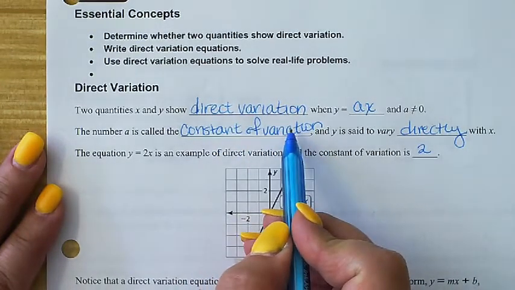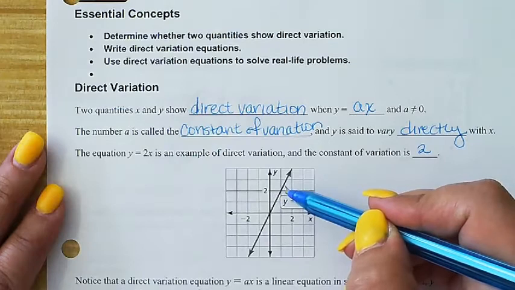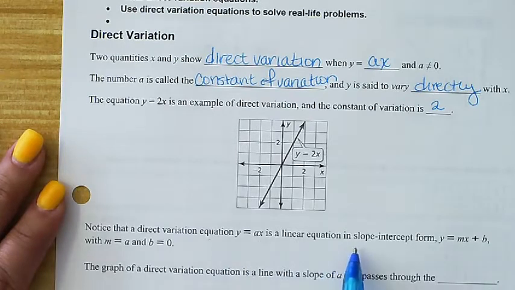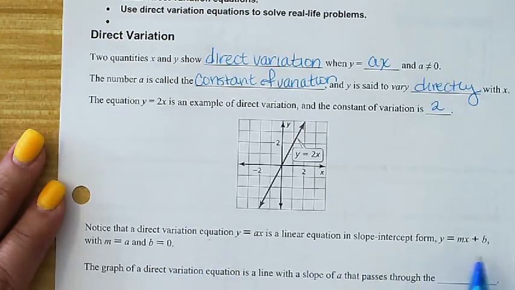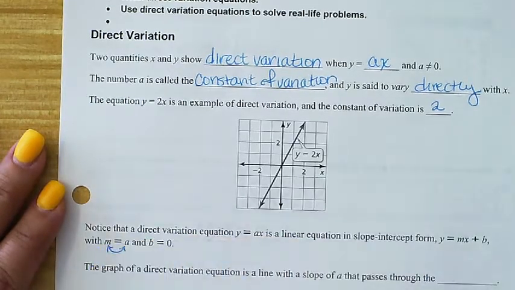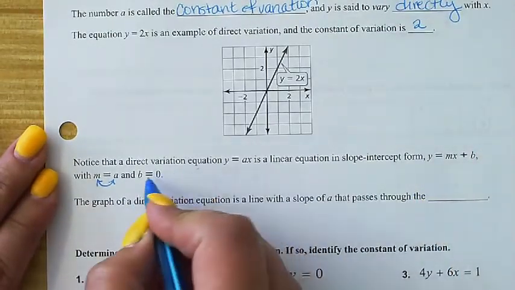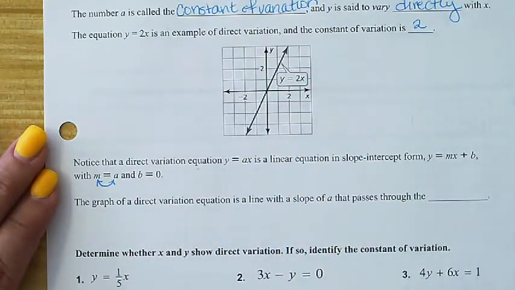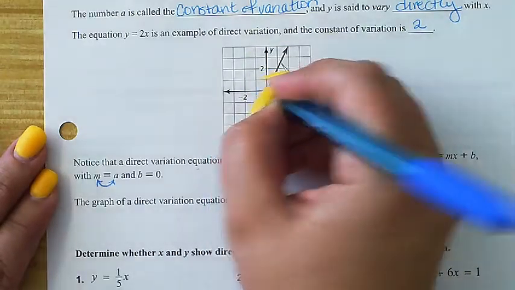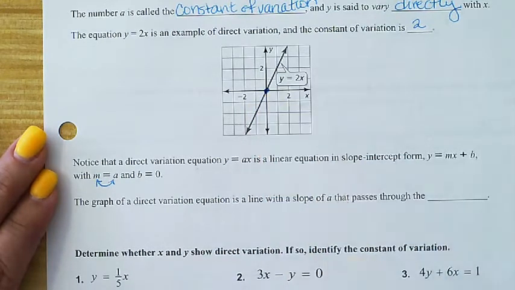So this constant of variation ends up being the slope that measures how steep your line is when you graph it. Okay, so notice that direct variation, that y equals ax, is a linear equation that is in slope-intercept form, okay, where m is the same as the constant of variation. So there is what I was just saying. The slope and the constant of variation end up really being the same in these cases. And b, well, b is always 0. That's a huge characteristic of these direct variation equations, is that b is always 0, and that means when you graph it, it's going to pass through the origin. Okay, the y-intercept is going to be 0.